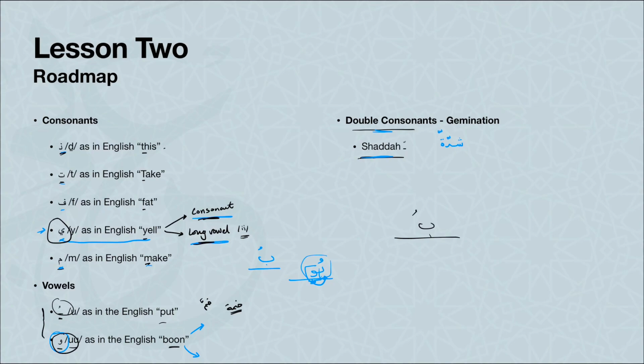Lesson three. Lesson three was, where's lesson three? Oh yes, I forgot. We learned something we called gemination or shadda.